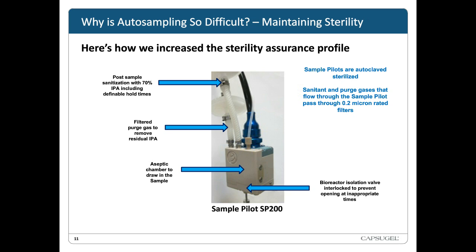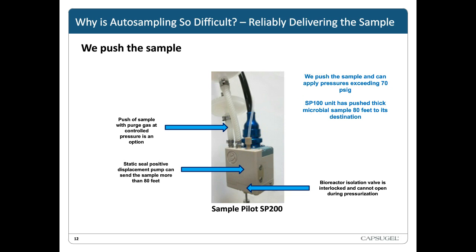After every sample, we flush the contents and do a sanitant flush and hold throughout all the product contact lines, and then we blow that all dry with air afterwards. So you're getting your system back to its original state every time. The sample pilots are autoclave sterilized, either on the bioreactor or in a single-use bioreactor application. They can be connected to the bag afterwards. And the sanitant and purge gases that flow through are all passed through 0.2 micron rated filters. So that's maintaining sterility.